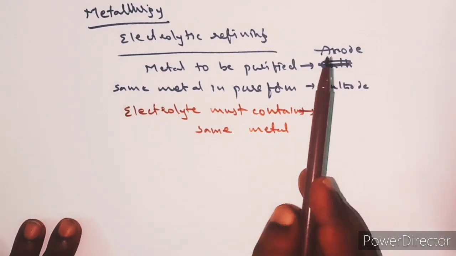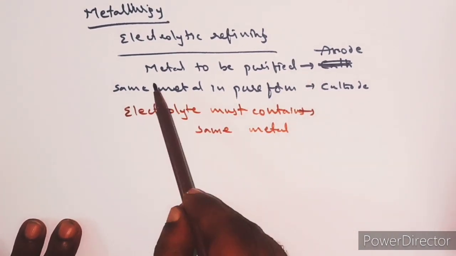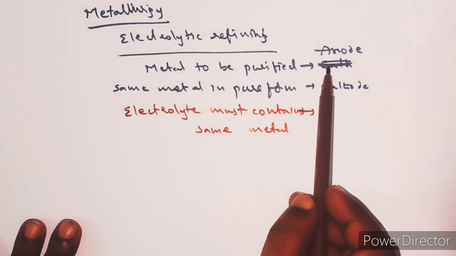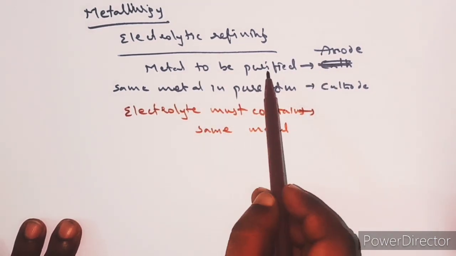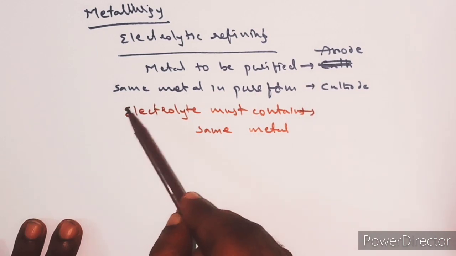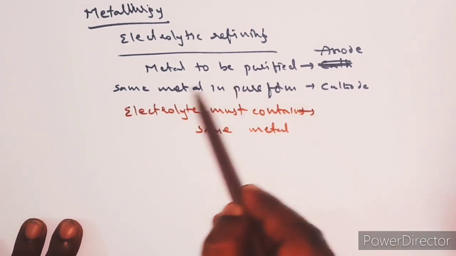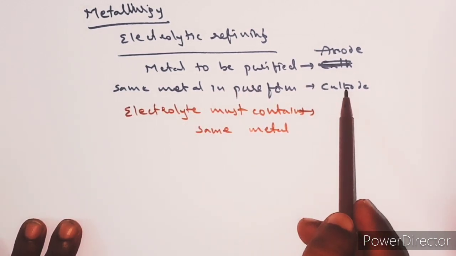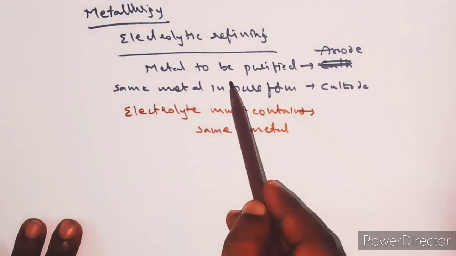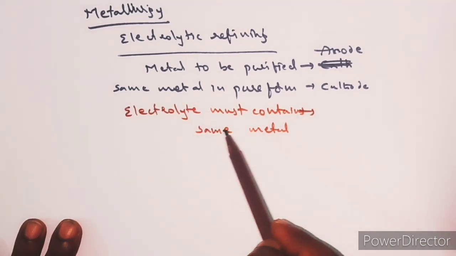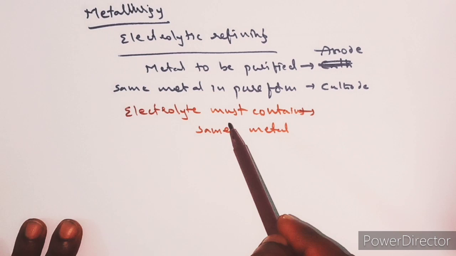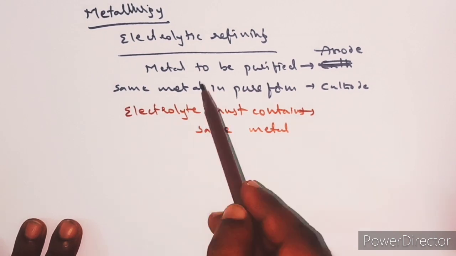So which metal are we taking as the anode? The metal which is to be purified must be taken as the anode, and the cathode must be the same metal in pure form, and the electrolyte should contain the same metal. It must be a water soluble salt, and it must contain the same metal.